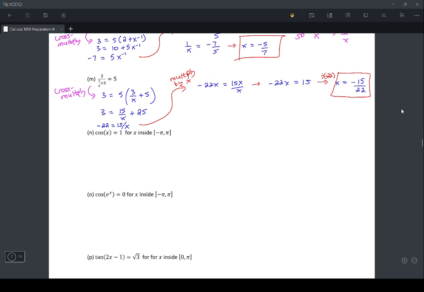Okay, continuing question 5 of the trigonometry problems. We're asked to solve for x. If cos of x is equal to 1, we're looking for all the solutions that are in the interval from minus pi to pi. One value of x that will make the cosine function equal to 1 is cosine of 0.